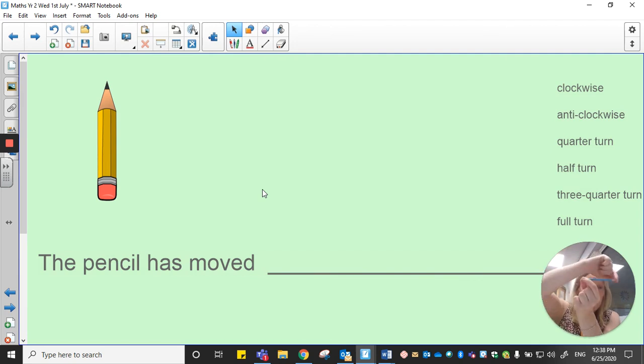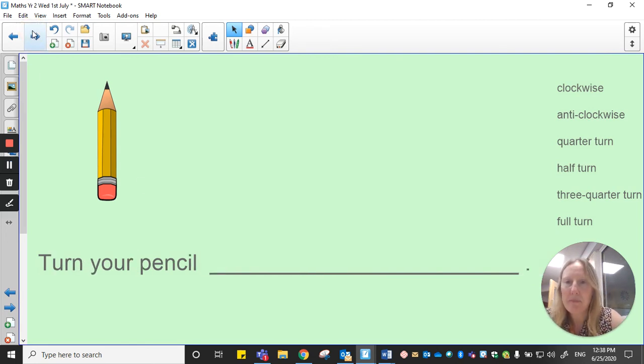Okay, so it was a 1/4, 2/4, 3/4 turn, and on the clock, that would have been pointing to 3, 2, 1, 12, and it's going anti-clockwise. So in the sentence, this pencil, sorry, the pencil, has moved 3/4 anti-clockwise. Well done.